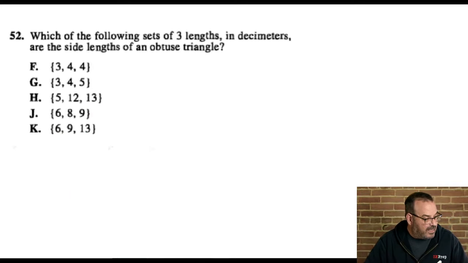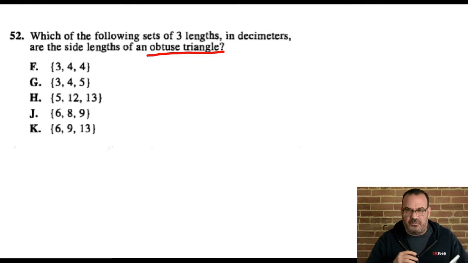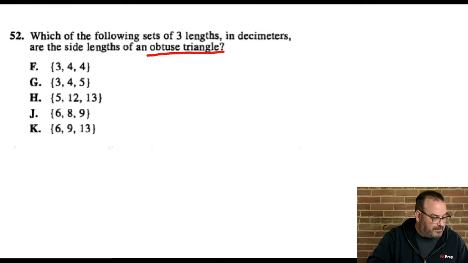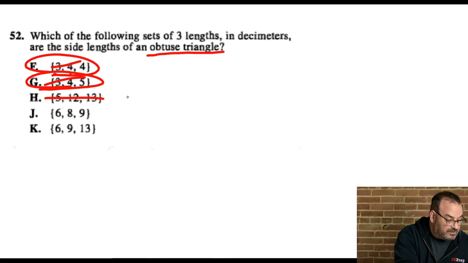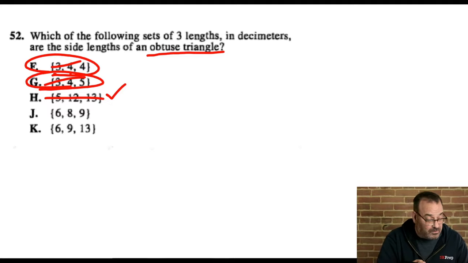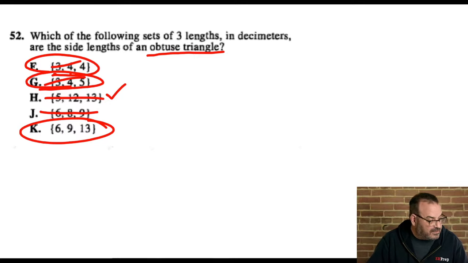Number 52, which of the following sets of 3 lengths in decimeters are the lengths of an obtuse triangle? Obtuse. I love that word. It rarely, if ever, comes up, acute and obtuse, but it does come up. Both of them come up. So this is a 3, 4, 4 isosceles. That is not obtuse. 3, 4, 5, right triangle. That is not. 5, 12, 13, right triangle. Know that one. Very good one to know. 6, 8, 9 is acute, since 6, 8, 10 would be a right triangle. 6, 9, 13. That's got to be obtuse. And do I have one more left?